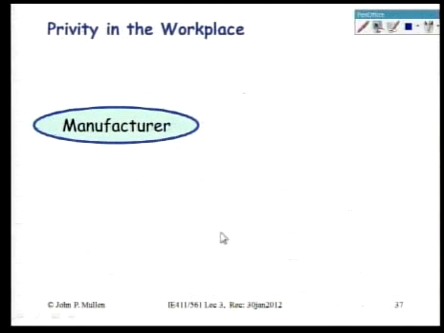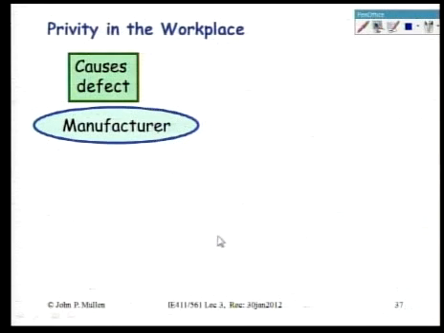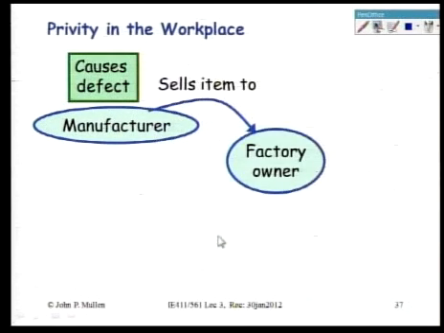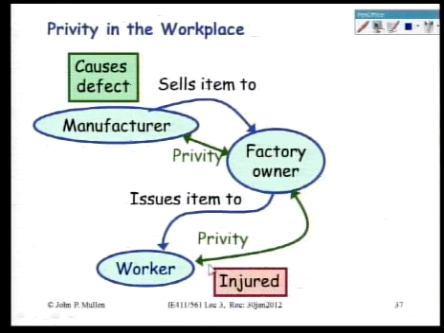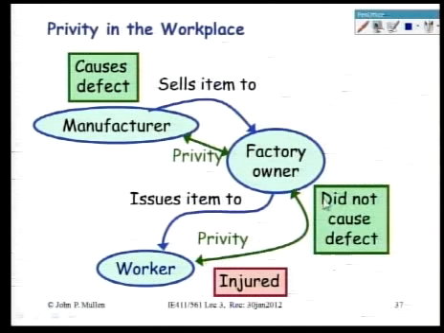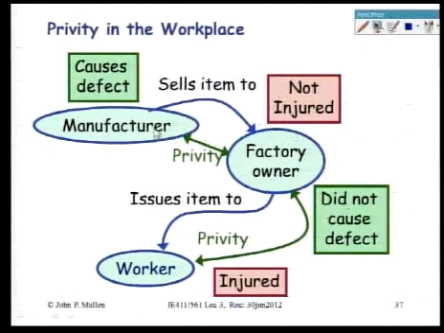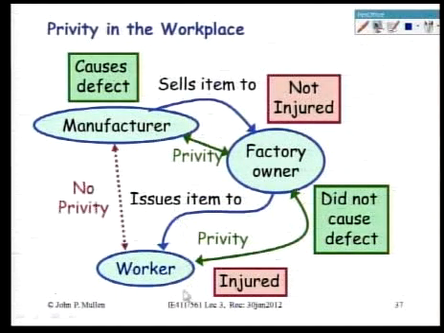So now, in the workplace, what this means is if the manufacturer causes a defect and sells the item to a factory owner, there's privity, and then issues the item to the worker, there's privity. The worker gets injured, can't sue the factory owner because the factory owner didn't cause the defect. Factory owner is not injured, can't sue the manufacturer, and the worker can't sue the manufacturer because there's no privity. That was the status at the time of this automotive lawsuit.